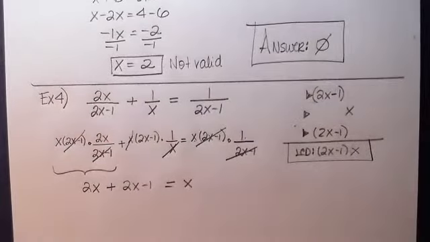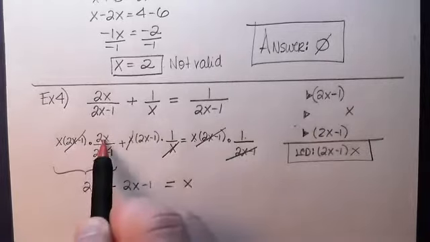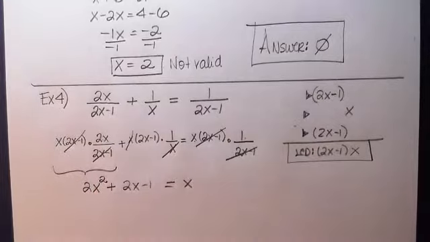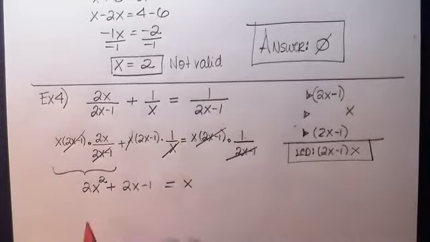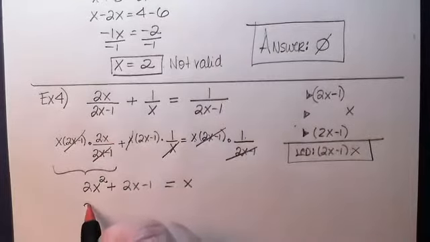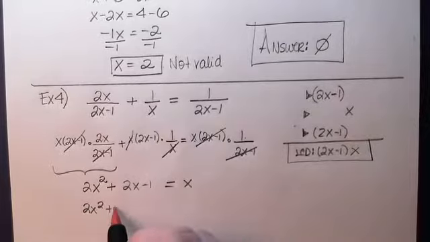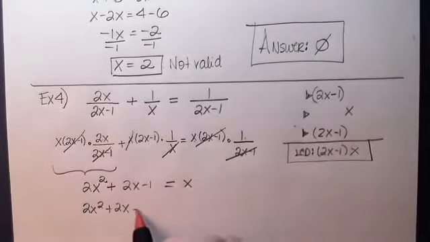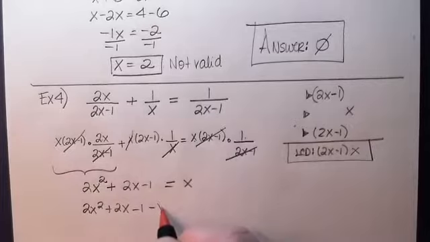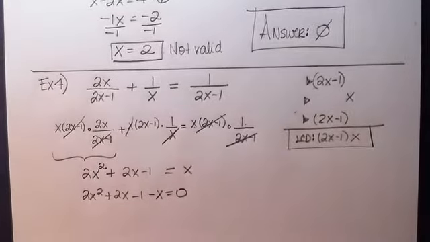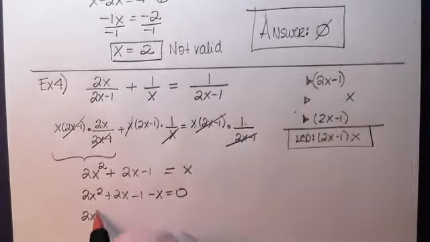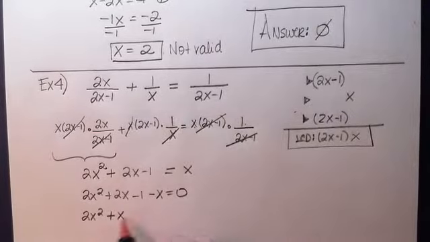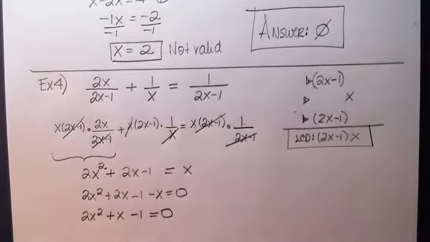Now let's combine like terms. And I believe I made a mistake here. X times 2x is 2x squared. I'm sorry. Okay. Alright. Now that I made that correction, let's go ahead and write down 2x squared plus 2x minus 1. Let's bring the x to the other side. Alright, let's combine like terms. So this would be 2x squared plus x minus 1 equals 0.